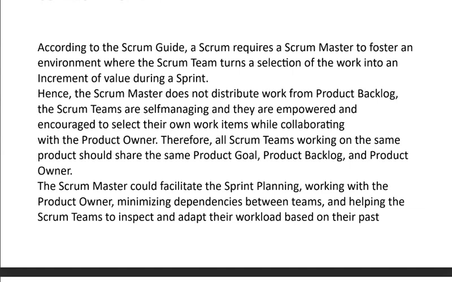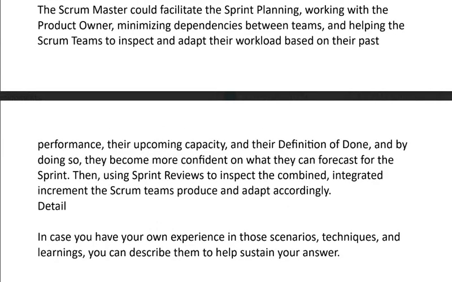Therefore, all Scrum teams working on the same product should share the same product goal, product backlog, and product owner. The Scrum Master could facilitate the sprint planning, working with the product owner, minimizing dependencies between teams, and helping the Scrum teams to inspect and adapt their workload based on their past performance, their upcoming capacity, and their definition of done. By doing so they become more confident on what they can forecast for the sprint.